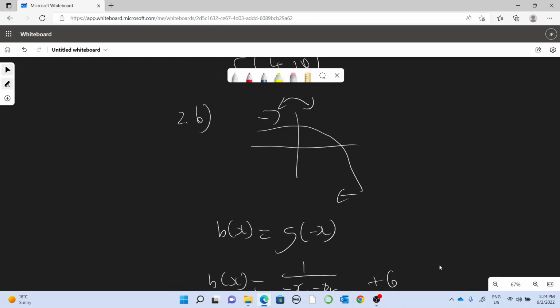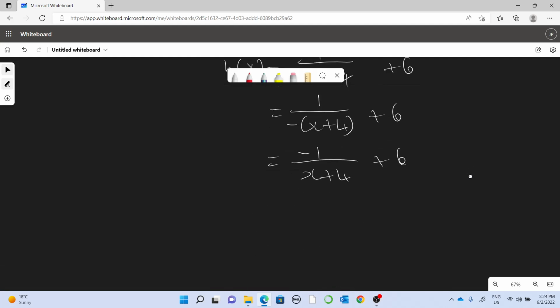So the reflected graph, to show you what it will look like, will now pass through this point here and it will go down here. So it's just a reflection over the y-axis. That's what happens here. So now my asymptote will be here, which is the -4. And that's basically what happens. So I just swapped the sign of x.